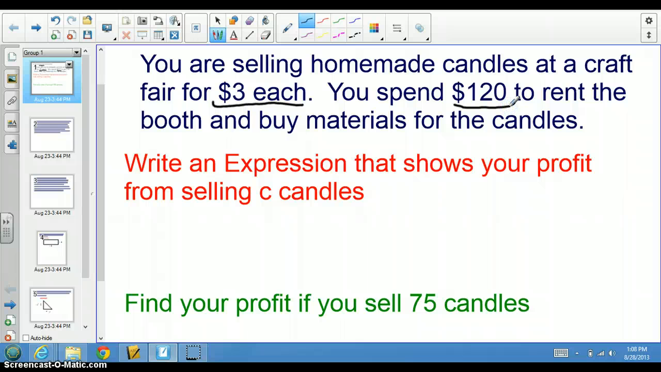So we are going to charge $3 for each candle. Do we know how many candles we are going to have yet? Do not look at this green line here. First we need to write an expression, then we'll evaluate it. So we do not know how many candles we are selling, so we are going to use C. Now, we've taken care of this. You spend $120 to rent the booth, so that is an expense. So we are going to have to subtract that from our total sales.